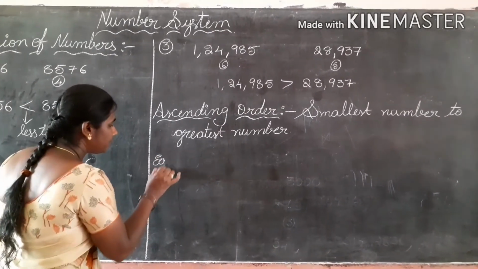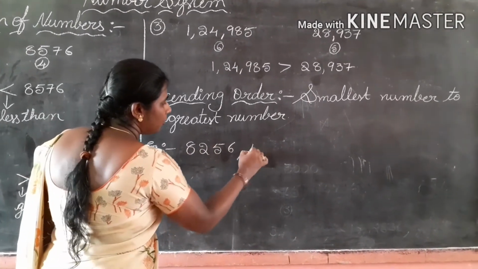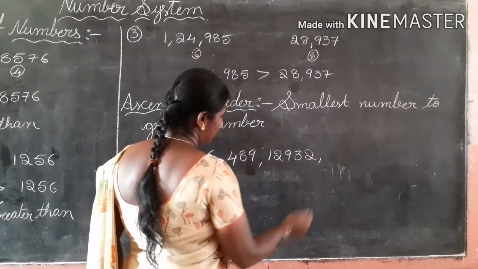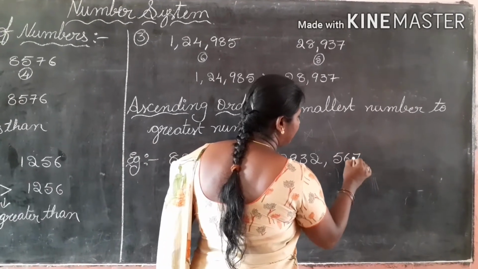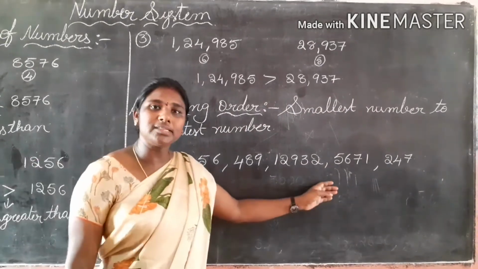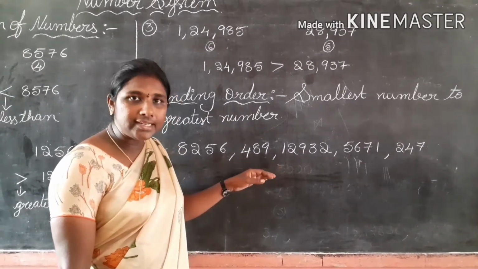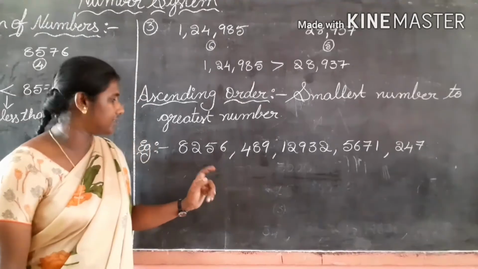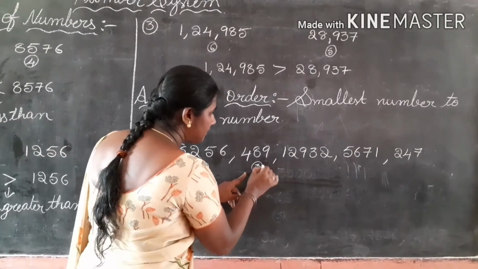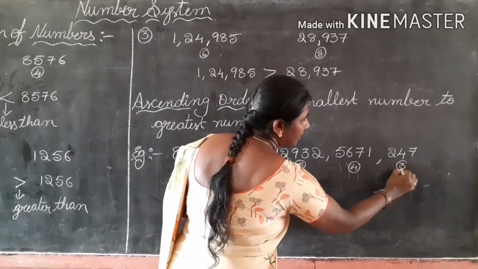For example, 8,256, 489, 12,932, 5,671, 247. Now we have to arrange these numbers in ascending order. Before we arrange these numbers, we have to write how many digits each number contains. This number contains 4 digits, this one contains 3 digits, this one contains 5, this one contains 4, and this one contains 3.